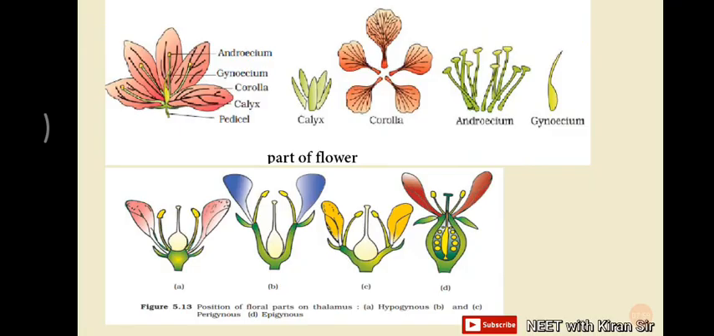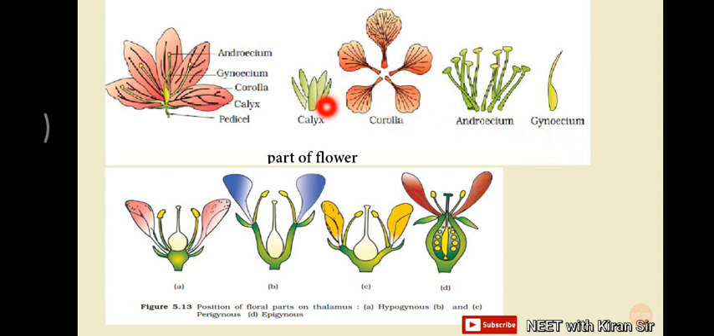Then come to the flower. When I begin with the flower, first go with the definition. What is a flower? A modified shoot. A flower is a modified shoot which is meant for sexual reproduction. What are the different parts of the flower? The flower consists of four different whorls: the first is calyx, second corolla, third androecium, and fourth gynoecium. A unit of calyx is called sepals, a unit of corolla is called petals, a unit of androecium is called stamens, and a unit of gynoecium is called pistil or carpels.